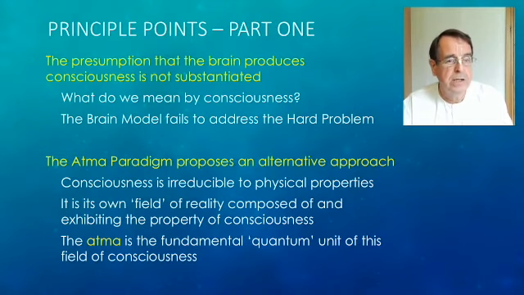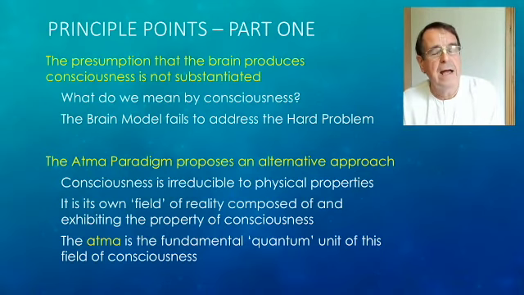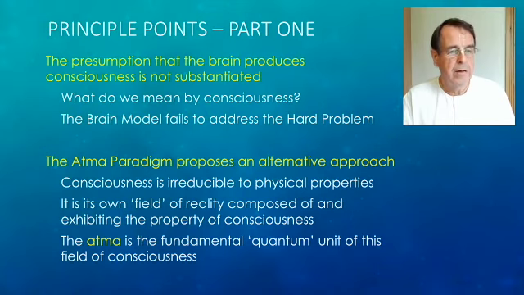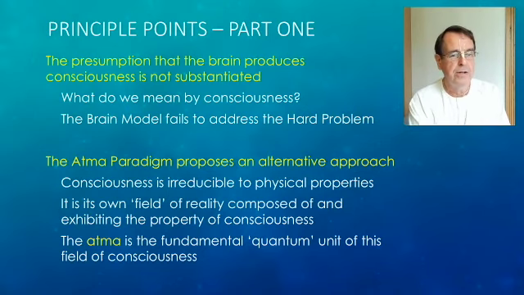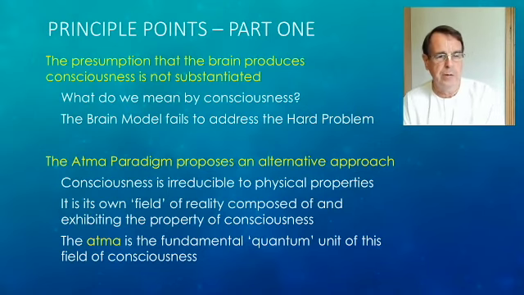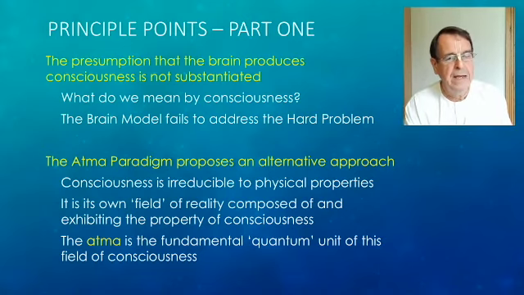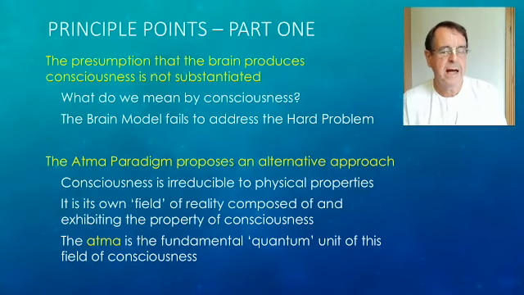What do we mean by consciousness? Well, that has not been clarified within the theories and ideas about how the brain produces it. We will offer some clarity on that, and we will show how the brain model fails to address the hard problem. So the Atma Paradigm is proposing an alternative approach, that consciousness is irreducible to physical properties. It is its own field of reality. It is composed of and exhibits the property of consciousness. That is our kind of starting proposition. And we are going to define that the fundamental quantum unit of this field of consciousness is called the Atma.